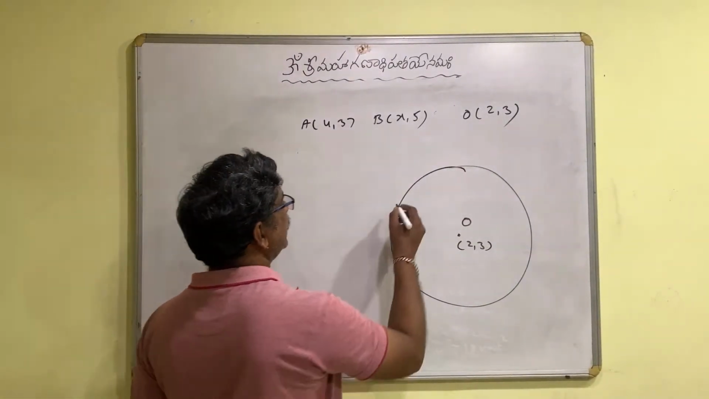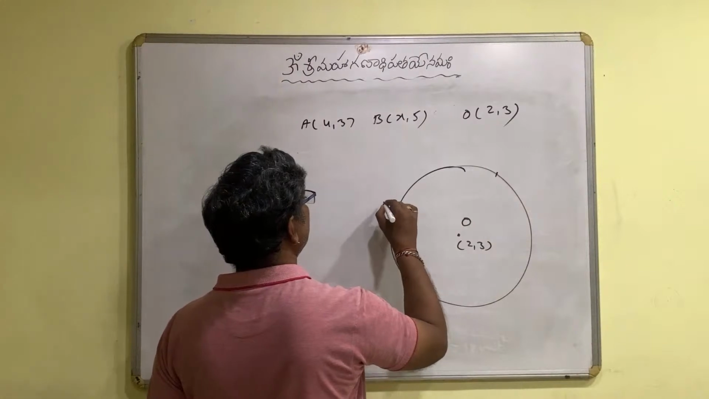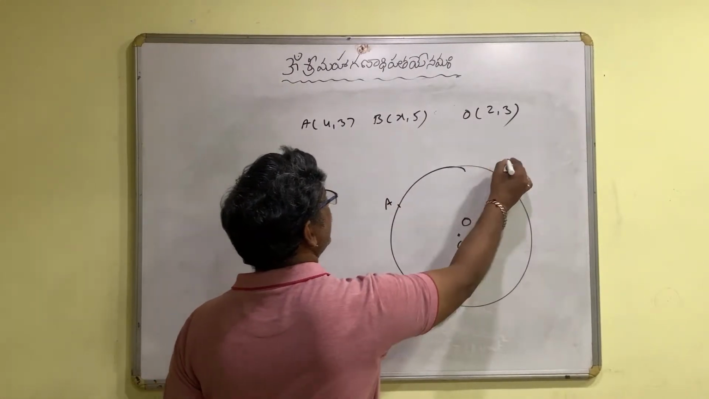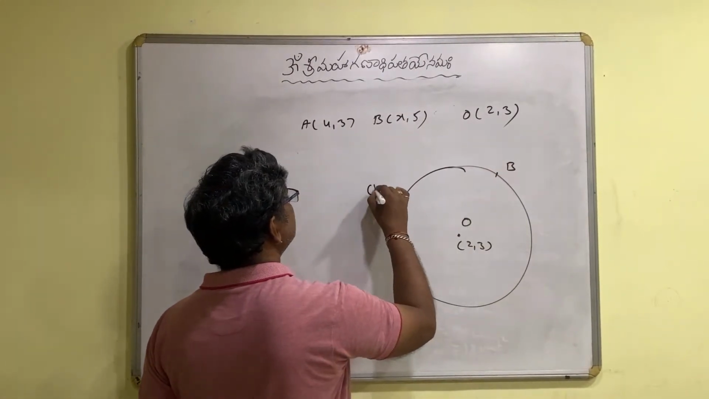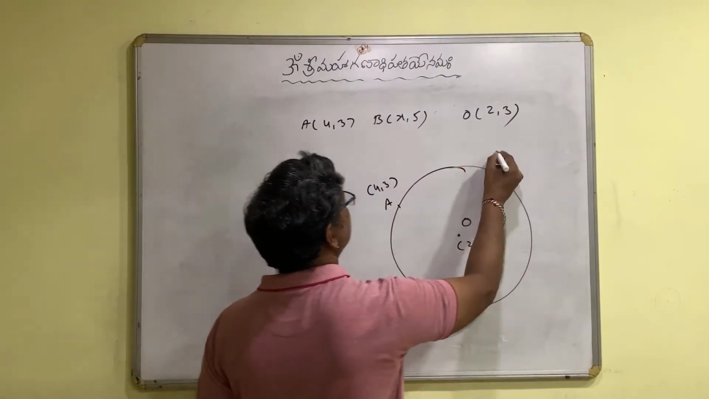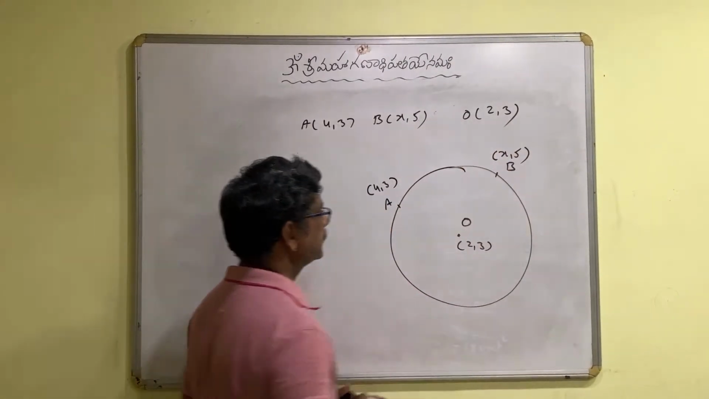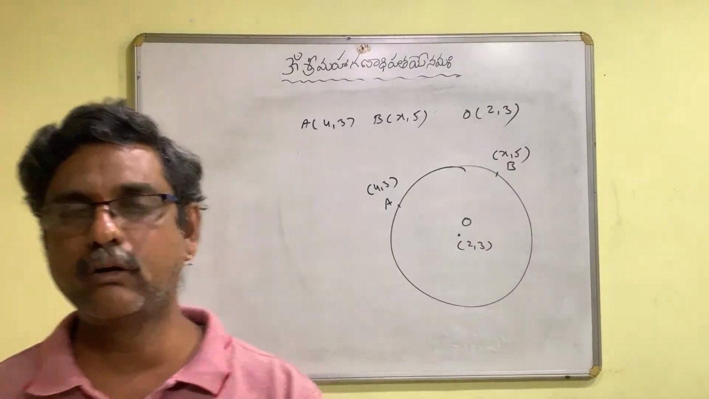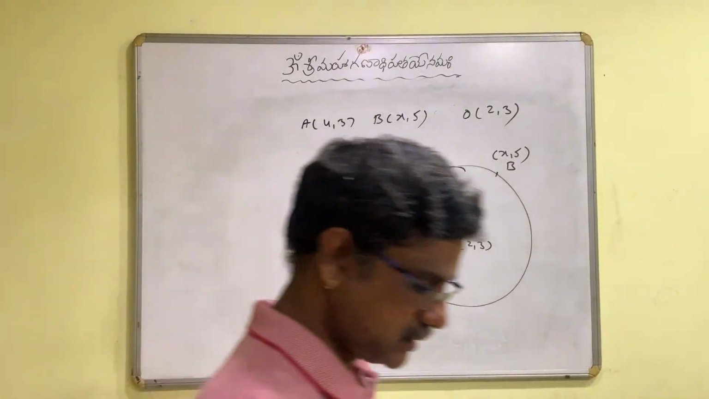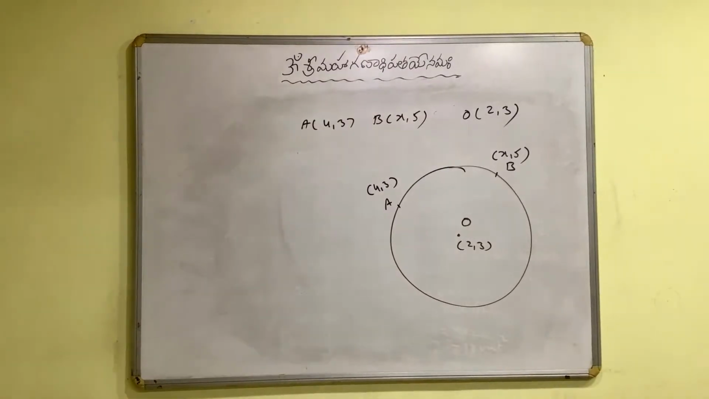Now, there are 2 points on the circle, A and B. Coordinates of A are (4, 3) and coordinates of B are (x, 5). We need to find out the value of x. How to do it? Any idea? O is the midpoint. How can you say that O is the midpoint?